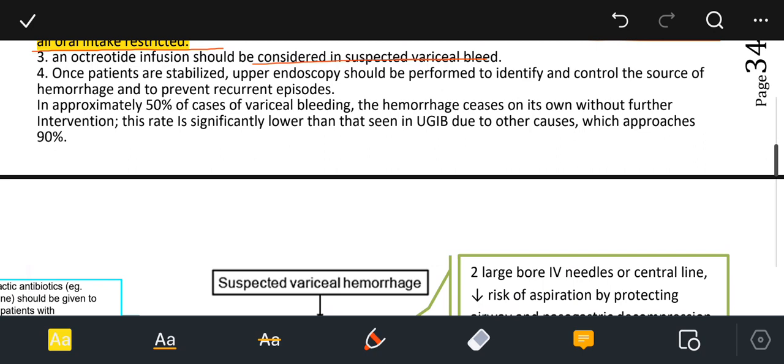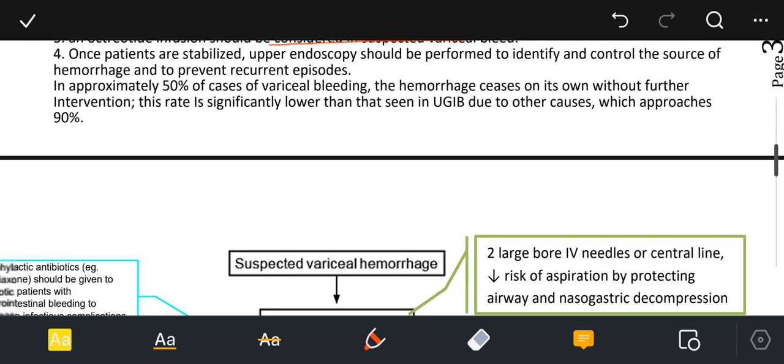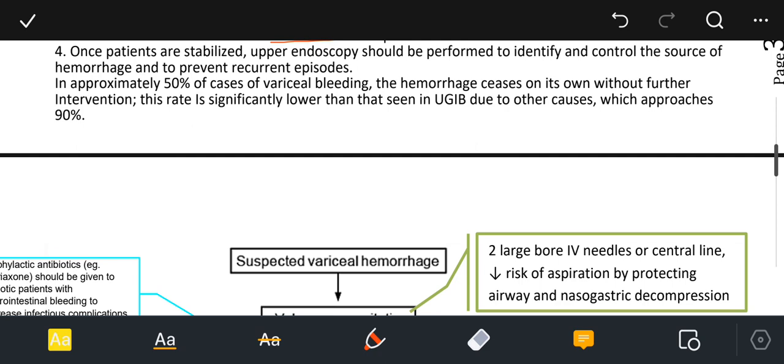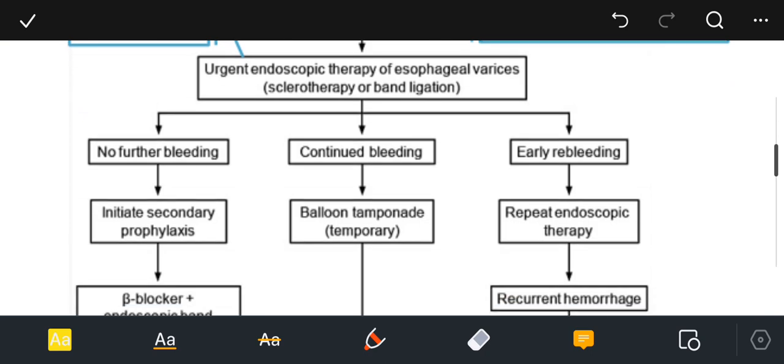Once the patient is stabilized, upper endoscopy should be performed to identify and control the source of hemorrhage and to prevent recurrent episodes. In approximately 50% of the cases of variceal bleeding, the hemorrhage ceases on its own without further intervention. This rate is significantly lower than seen in upper GI bleeding due to other causes, which approaches 90%.